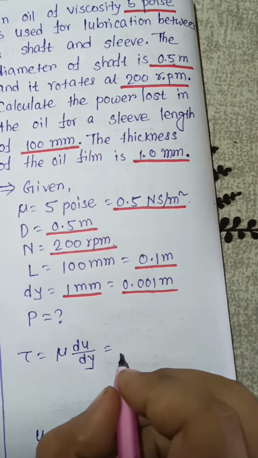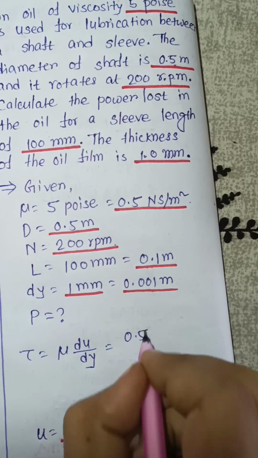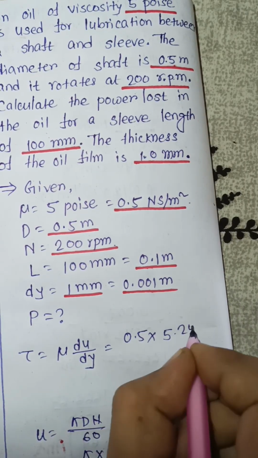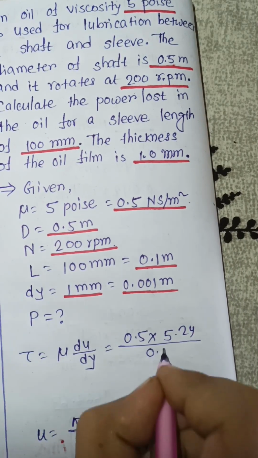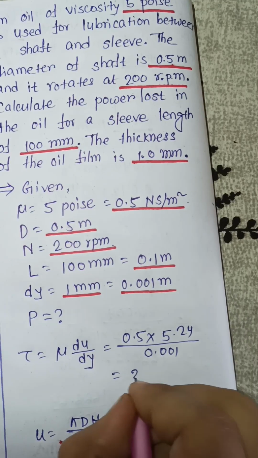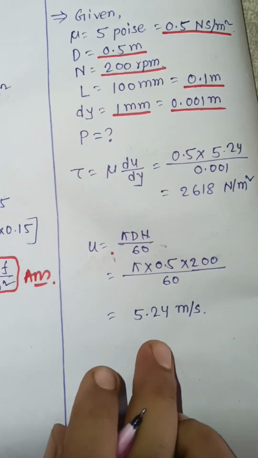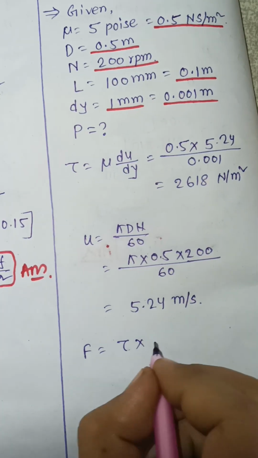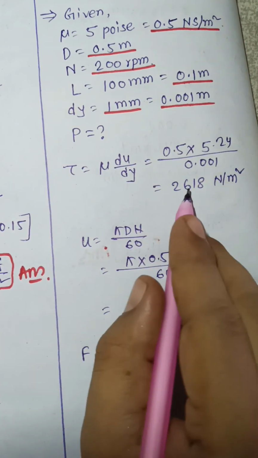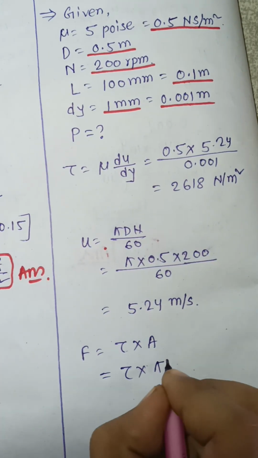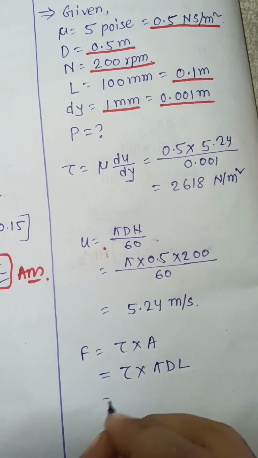So here just put the value. What is the value of mu? That is 0.5. du is 5.24, and what is the value of dy? That is 0.001. So this value will be 2618 Newton per meter square. Okay. So now if you want to calculate the force, the formula is shear stress tau into area. So shear stress tau into what is the area? That is pi into d into L. So tau, what is the value of tau?